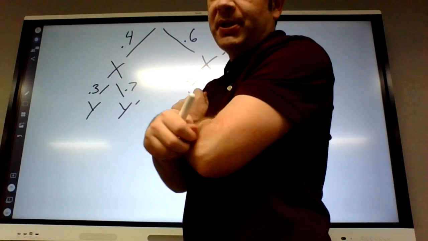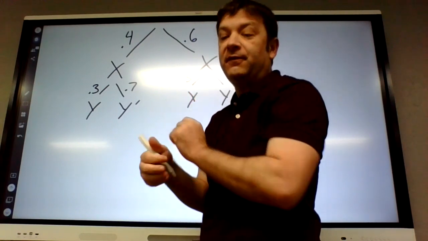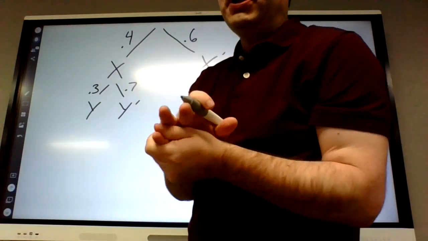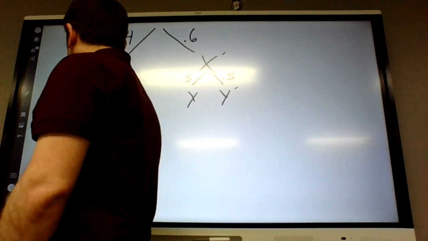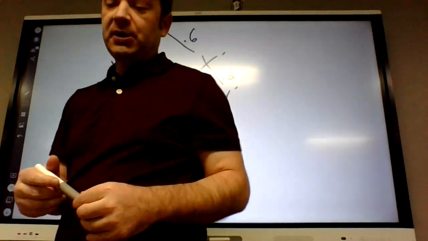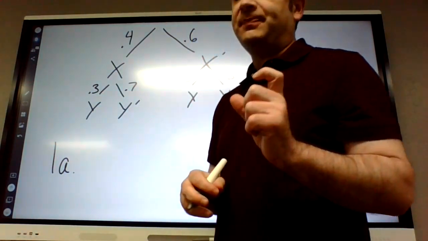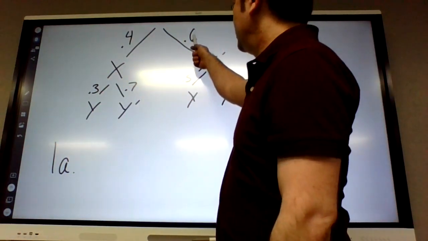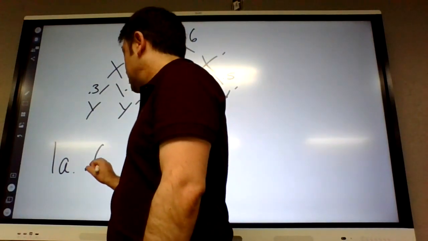And the other thing that's kind of new is the B question. Let's do the A thing first. What's the probability of X prime happening? The probability of X happening is 0.4, we kind of already did that. The probability of it not happening is 0.6.